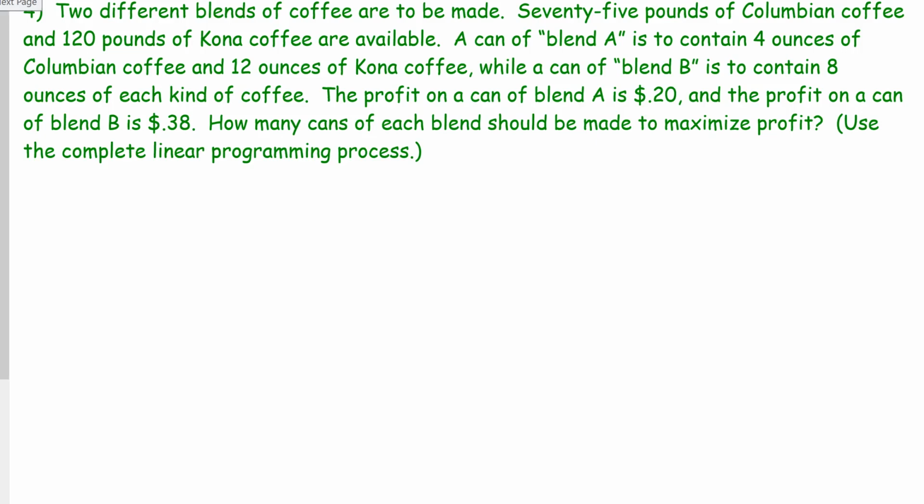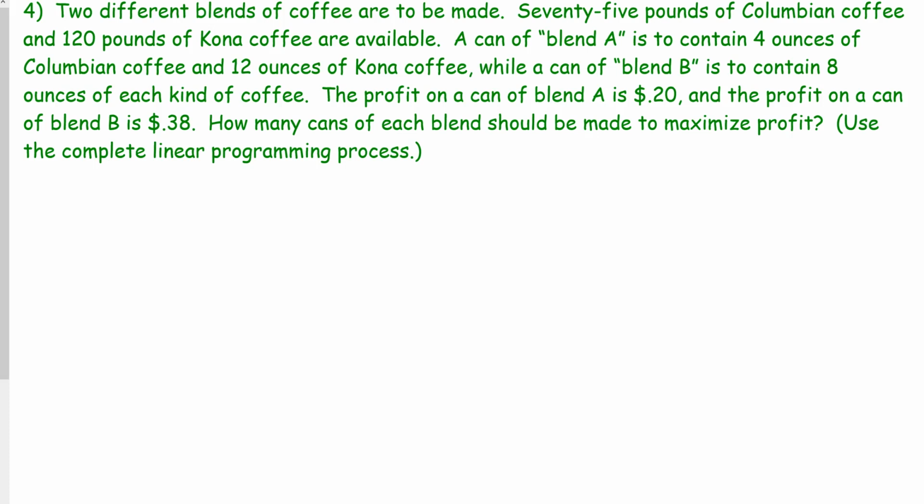Okay, we're back to linear programming and we're going to do this one more example. So let's read the problem. 2 different blends of coffee are to be made. 75 pounds of Colombian coffee and 120 pounds of Kona coffee are available. A can of blend A is to contain 4 ounces of Colombian coffee and 12 ounces of Kona coffee, while a can of blend B is to contain 8 ounces of each kind of coffee.